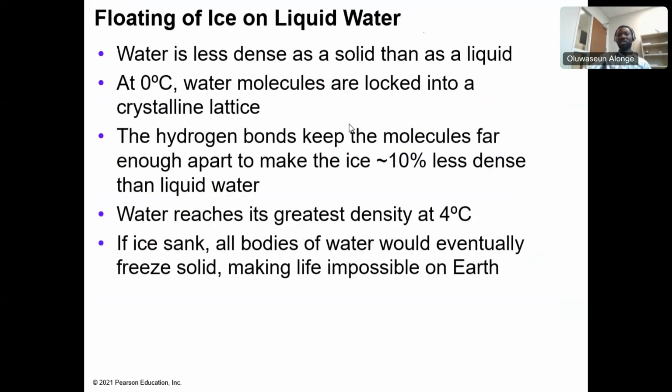All right. So, floating of ice on liquid water: water is less dense in its solid state than in its liquid state. So at 0 degrees Celsius, water molecules are locked into their crystalline lattice because they are less dense when they are solid than when they are liquid, right? Now, the hydrogen bond is what keeps the molecules far apart, making ice about 10% less dense than liquid water. So water actually reaches its greatest density at 4 degrees Celsius. All right.